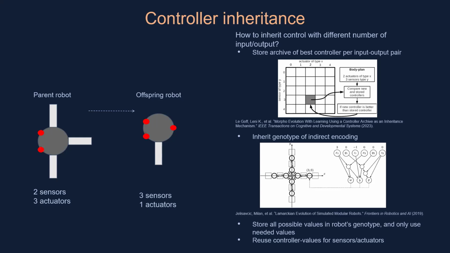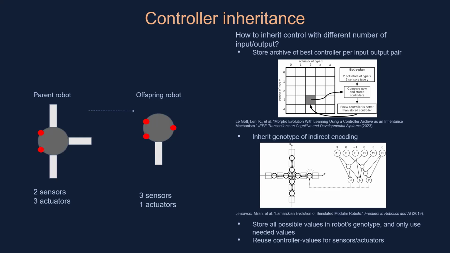So let's say then you create a new robot and you look at how many sensors and actuators it has, and then you look into the map for which robots have the best controller for this number of sensors and actuators, and then you inherit that controller.